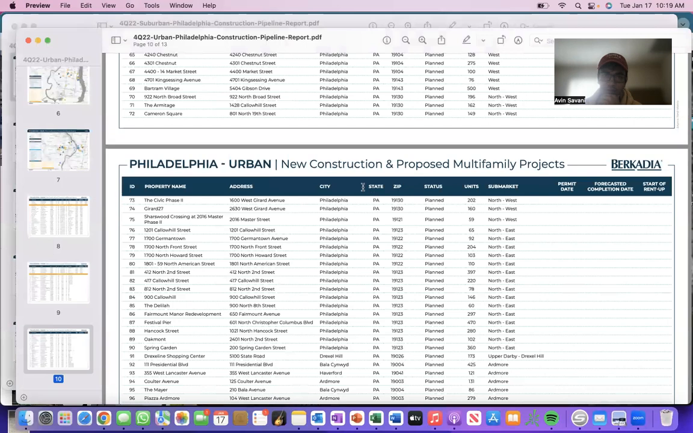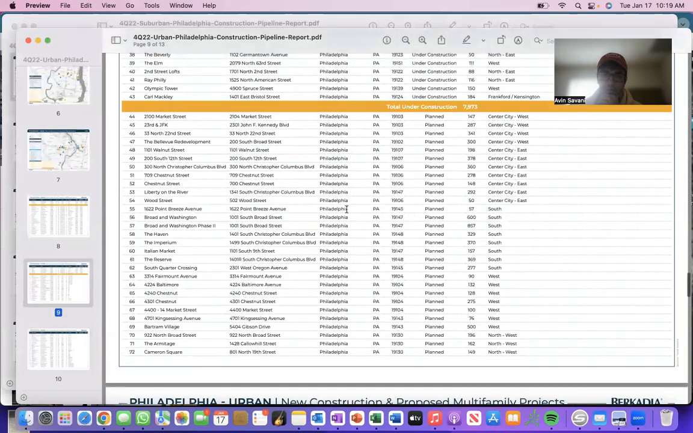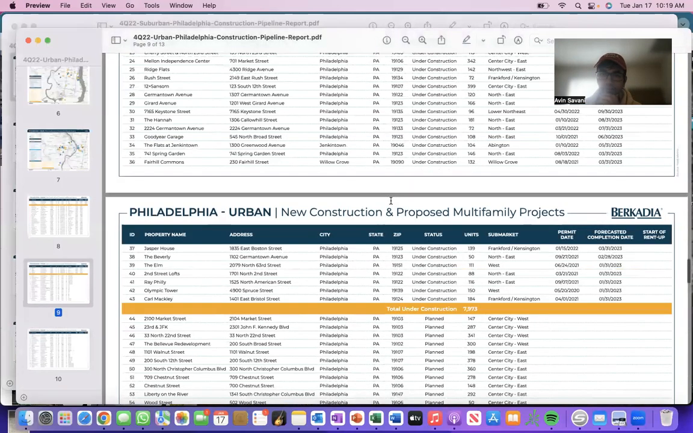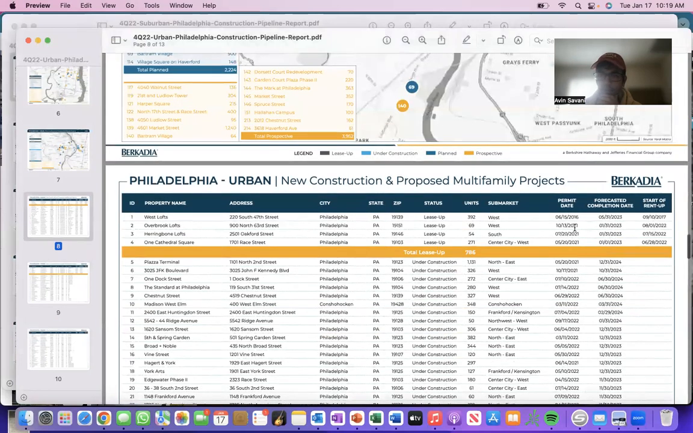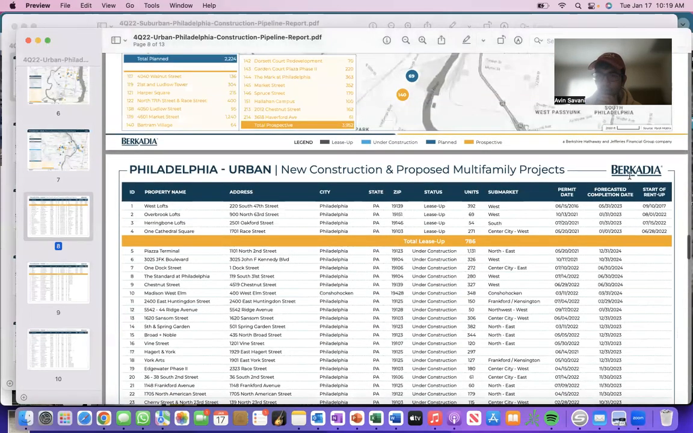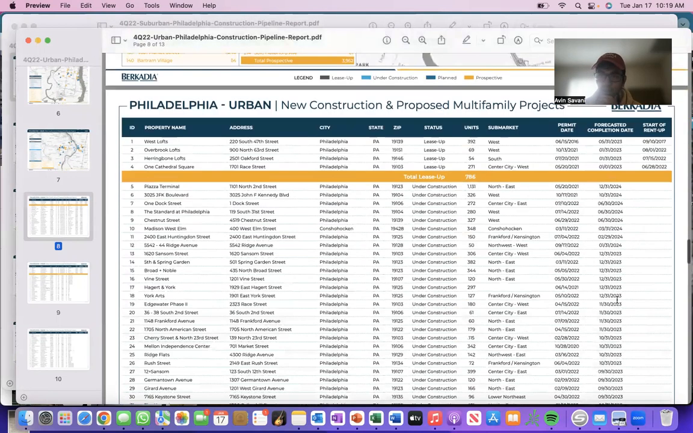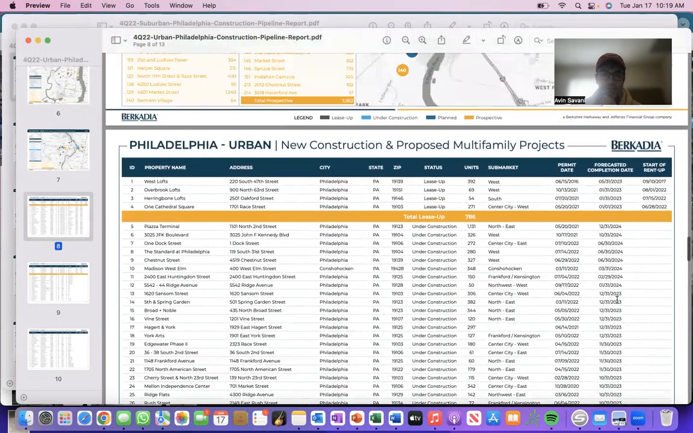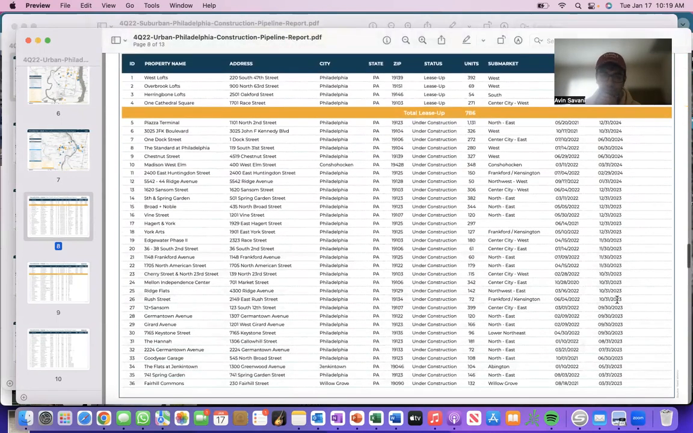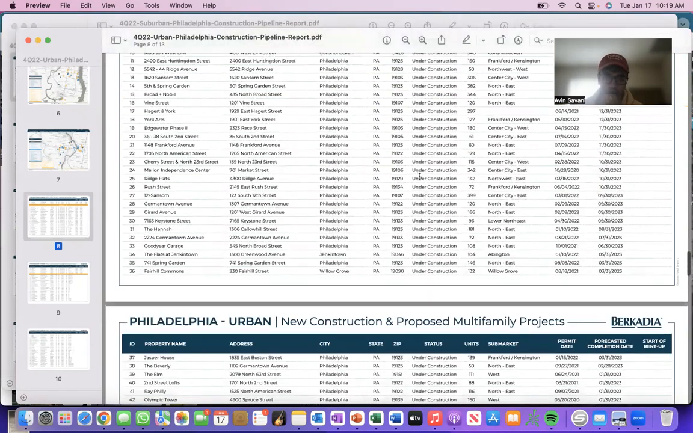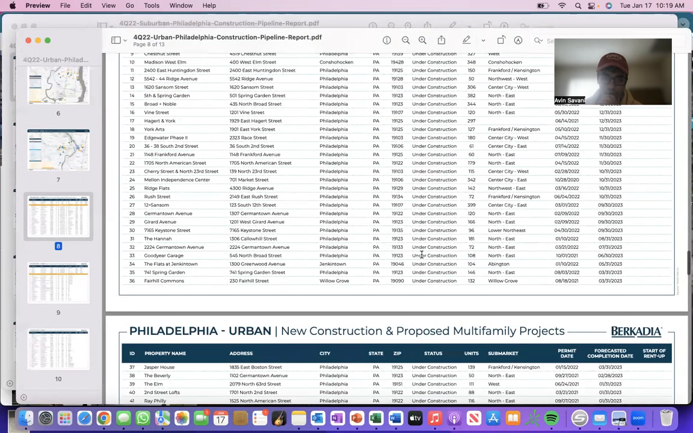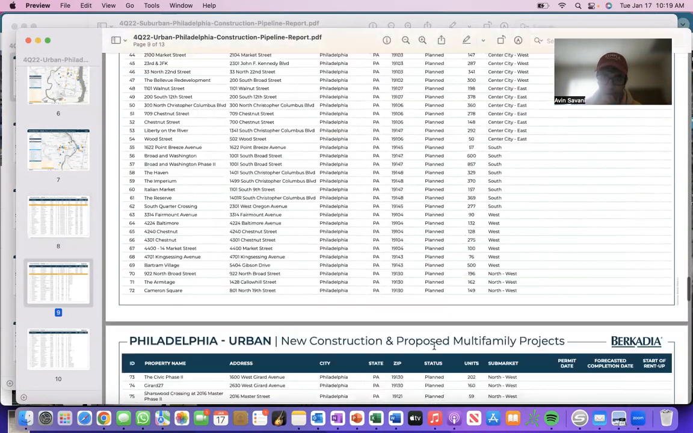Oh, and another thing, sorry, I keep on sharing my screen. Another thing would just be that they put together a quick spreadsheet, notifying what the permit date was and when the forecasted completion date is. So that's a great way to learn about the process of projects, right? So yeah, all of these you see are under construction. All of these are planned.